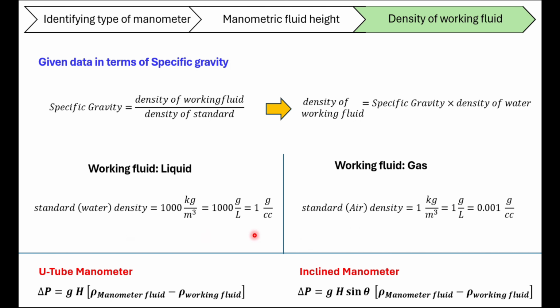Knowing these density values by heart is mandatory for solving these problems. Water density is 1000 kg per meter cube, in other units 1000 gram per liter or 1 gram per cc. Cc means centimeter cube, which is ml. The air density is 1 kg per meter cube. So these two values you can remember: water is 1000 kg per meter cube, air is 1 kg per meter cube. The same value can be represented as 1 gram per liter or 0.001 gram per cc.